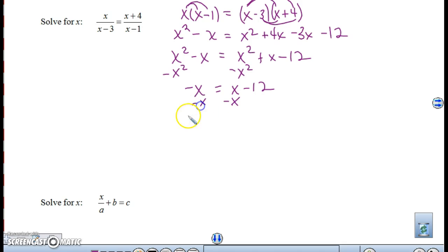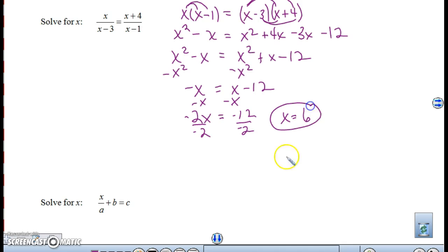Subtract the x. Negative 2x is equal to negative 12. Divide by negative 2. And x is equal to 6. And we've solved that. So if we plug 6 into this equation, both sides will equal the same value.